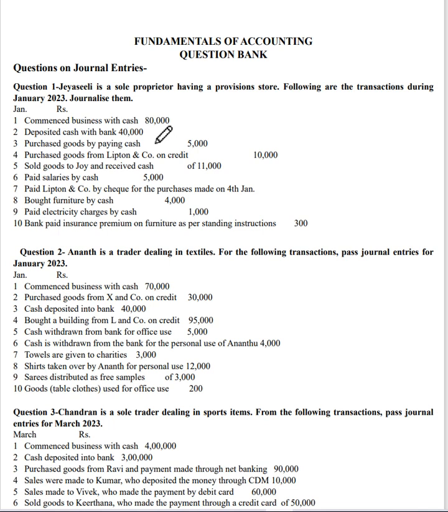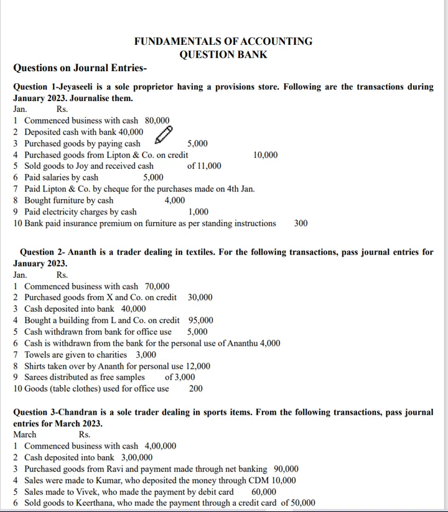Next, deposited cash with bank. Here two items, one is cash, another one is bank. Cash is an asset, bank is also an asset. When the cash which you had in your hand is deposited into a bank, cash in hand is reducing, whereas the cash in the bank is increasing. So what should be debited and what should be credited? You have to record that.